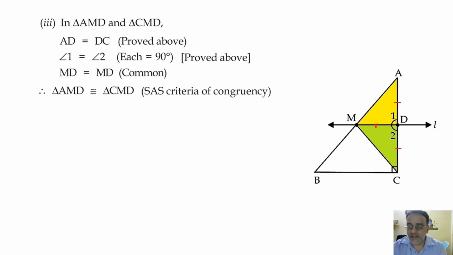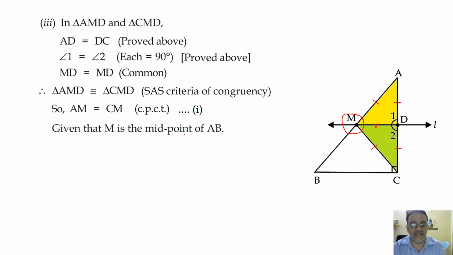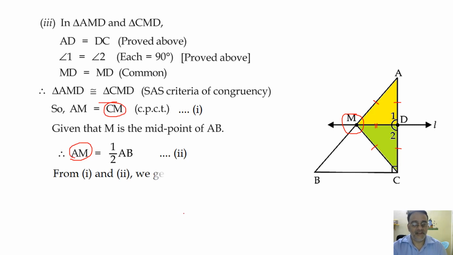Now these two sides are also equal. AM is equal to CM. Yes, very good. CPCT. Now AM we can write as half of AB. Why? M is the midpoint of AB. Very good. Given that M is the midpoint of AB, so AM we can write half of AB, and in place of AM we can write CM because these two are equal. So from 1 and 2 we get AM is equal to CM is equal to half of AB.